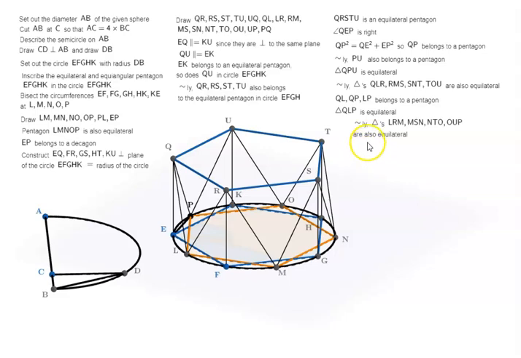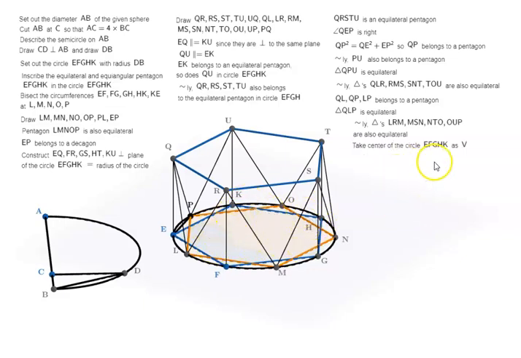So, similarly, we can show triangles LRM, MSN, NTO, OUP are also equilateral. So, basically, what we have shown is that all the triangles that we can see here are equilateral.